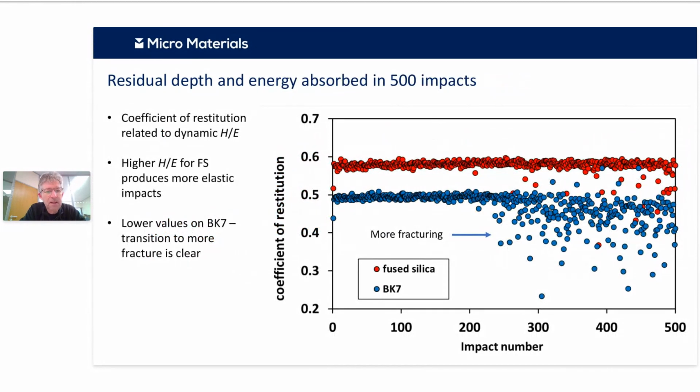Another nice one we can look at is the coefficient of restitution. This one is related to the dynamic hardness to modulus ratio in the material. So there you can see that the fused silica has this higher dynamic H/E ratio, and therefore it produces these more elastic impacts where the coefficient of restitution is closer to 1. And we can track how these things change as a function of conditions as well. If we run under smaller forces, smaller accelerating distances, we can get coefficients of restitution quite near 1. And equally, we can get more severe and go further down.